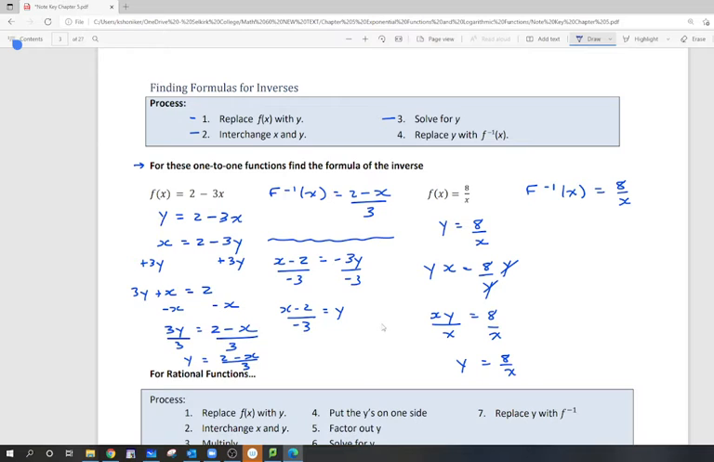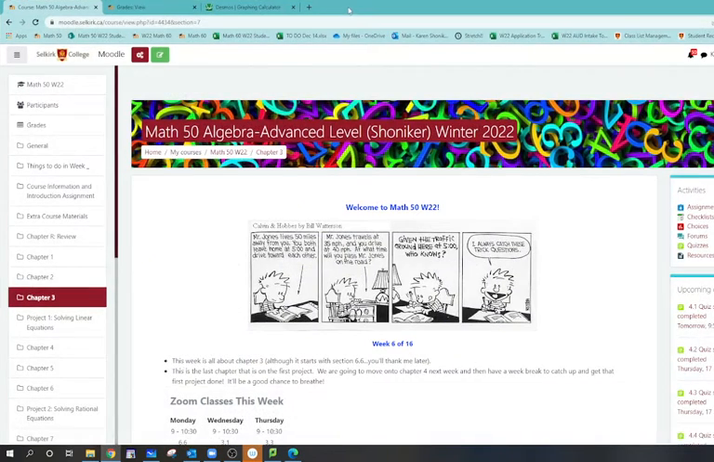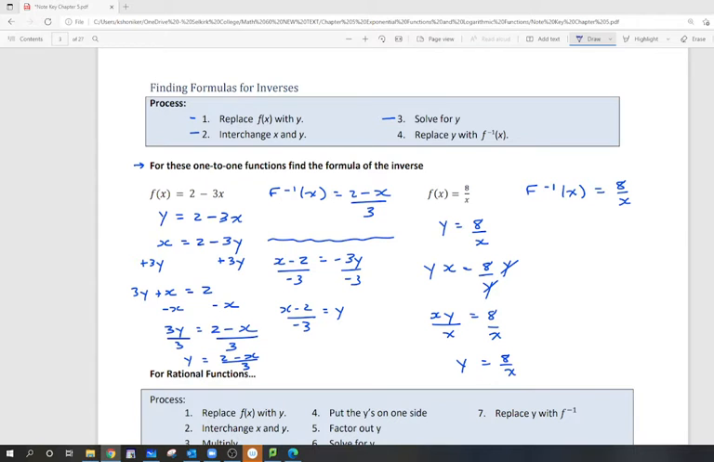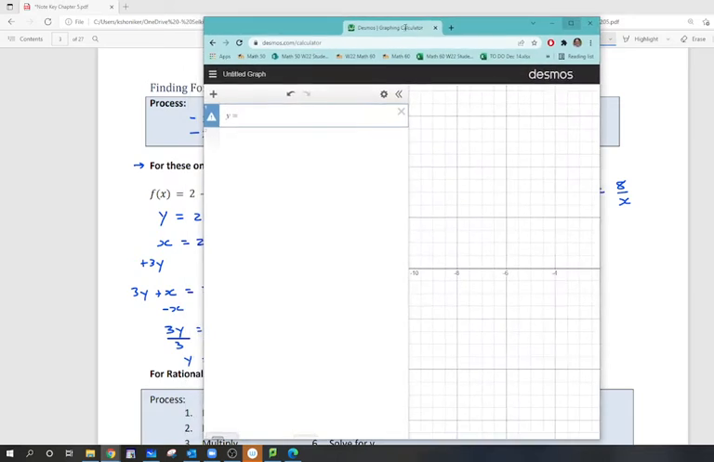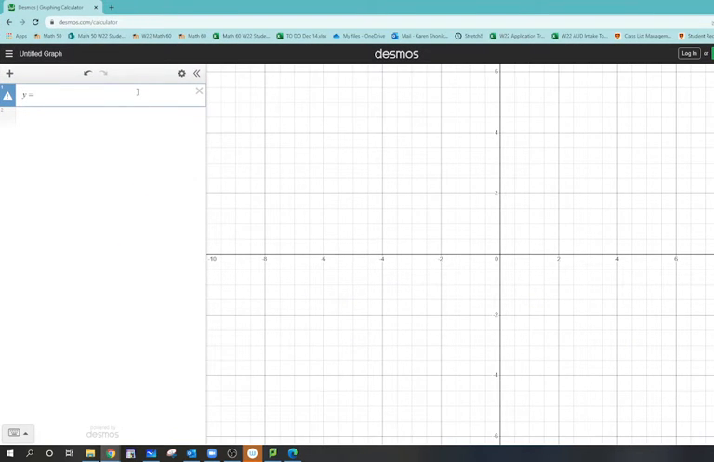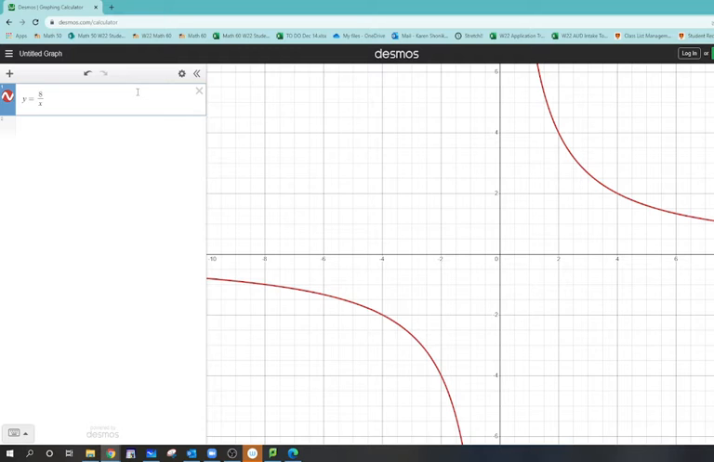What do you notice? Well, hopefully you notice that these two equations are actually identical. Now, to prove that to you, what I want to show you on Desmos is why we ended up with the same equation. If I graph 8 over x, and then let's also put in the graph of y equals x, that helps you see it.